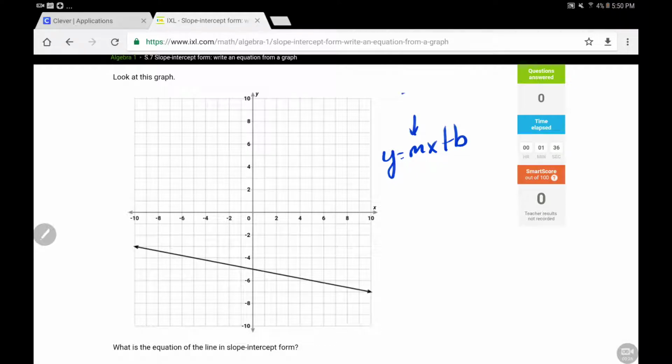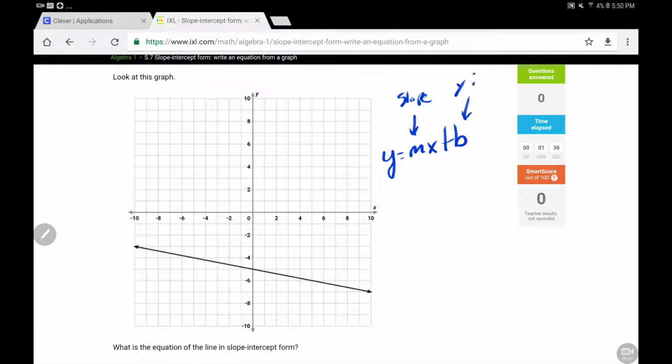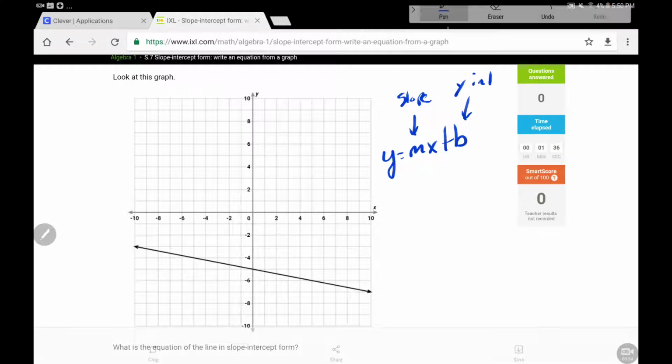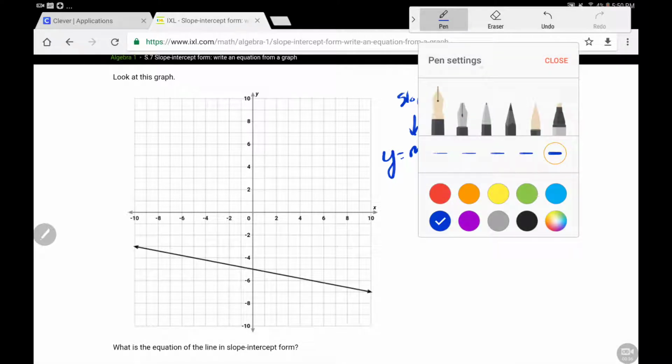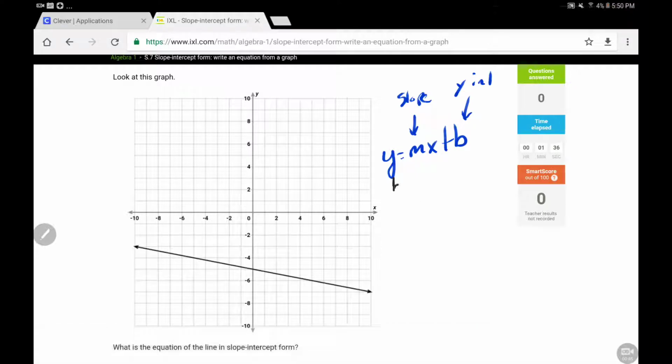So we want this slope, and we want this y-intercept. Let me change my pen real quick to this guy here. All right. Okay, so we got the slope and the y-intercept. So if you go through and find each of those, you can plug everything in.